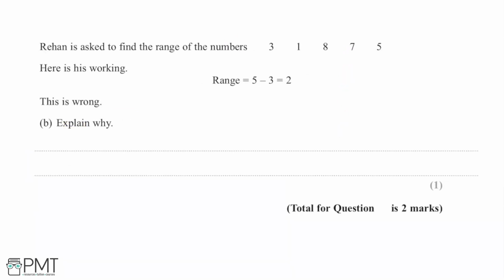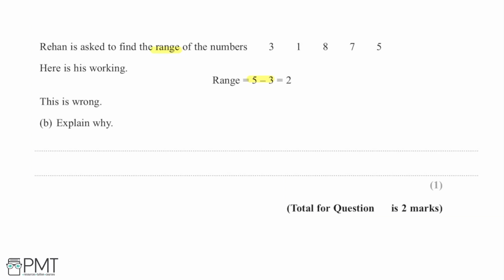So now we're told that Rayhan is asked to find the range of the numbers 3, 1, 8, 7 and 5, and we're shown his working, so it's 5 minus 3 is equal to 2. We're told that this is wrong and asked to explain why. So here it's important that we know the definition of a range, and the range is the difference between the greatest and the smallest values. So we need to find the greatest and smallest values in this list and find the difference between them.